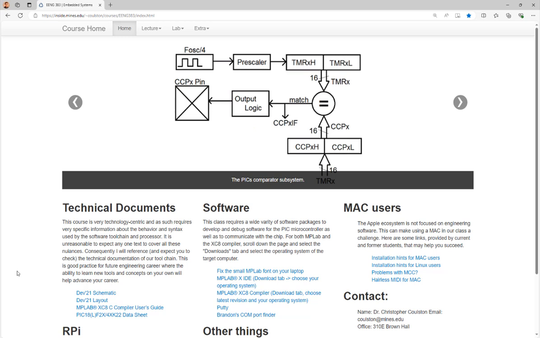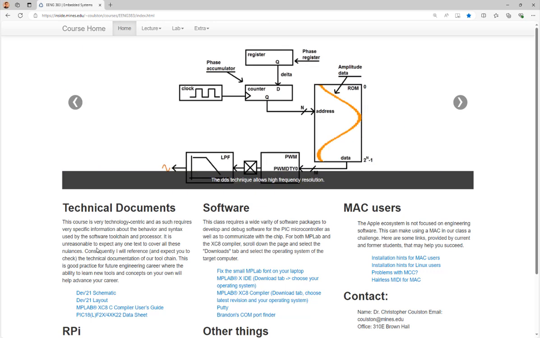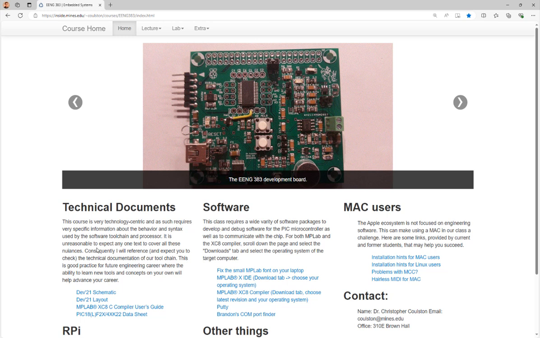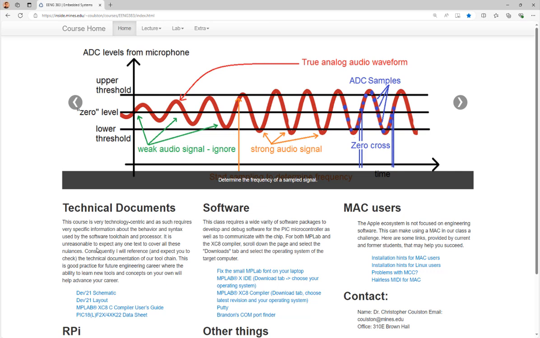So I want to show you a schematic first. This is another class I'm teaching here at Mines. If you're in computer science, following the computer engineering track, probably you have to take this class. It's called Embedded Systems. It's a really fun class. I also teach a microcontroller or embedded system class back in Durango.